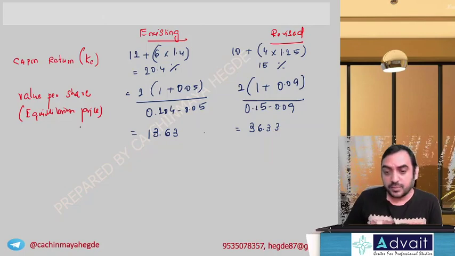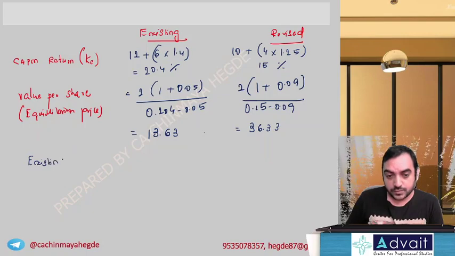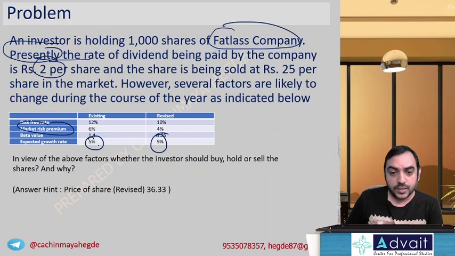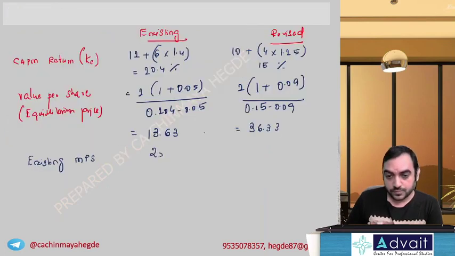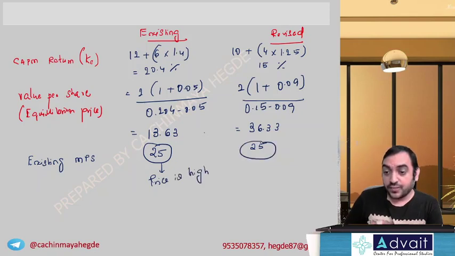Okay, and what is the existing market price? This is the equilibrium price. The existing market price per share is 25. So in the case of the existing scenario, the equilibrium price is lower than the market price. In the case of the revised condition, the price is higher. So this one is overpriced and this one is underpriced.